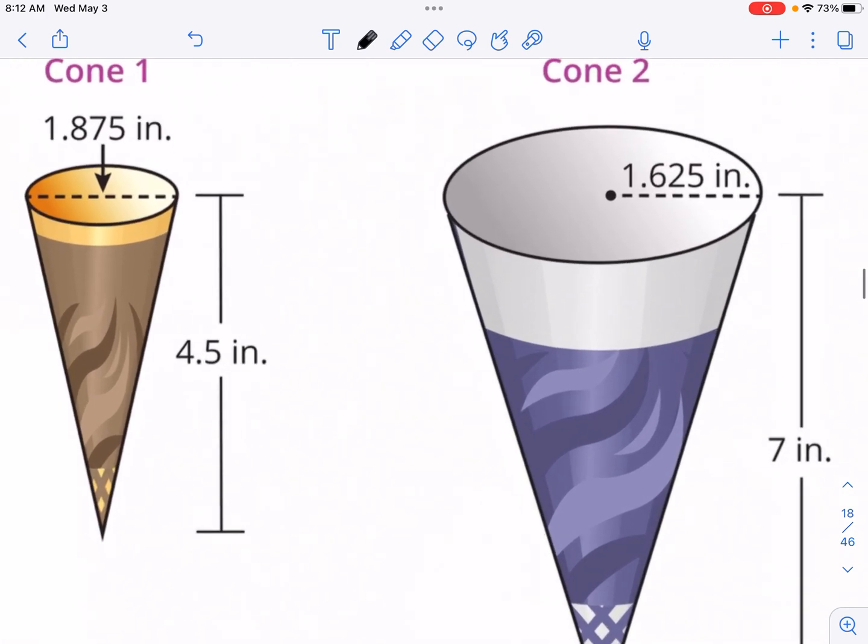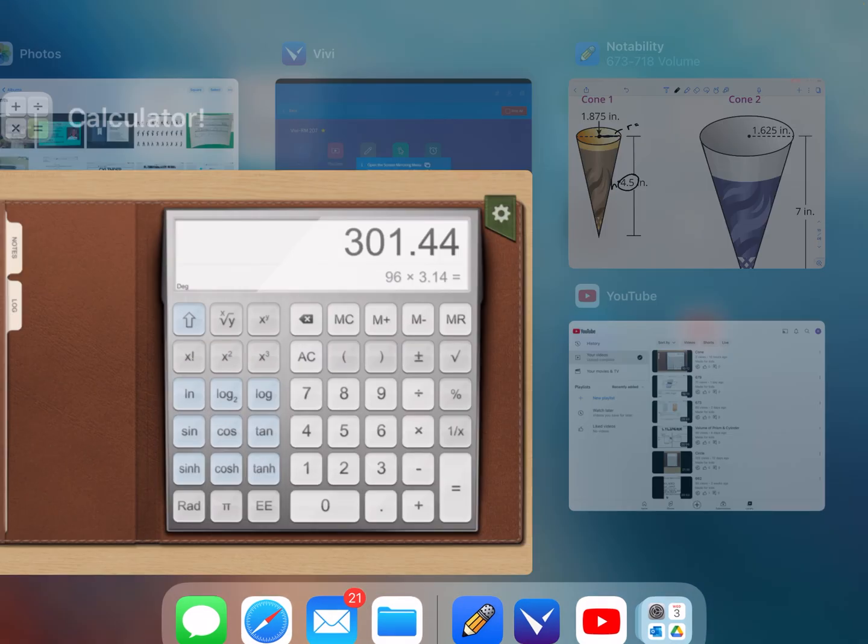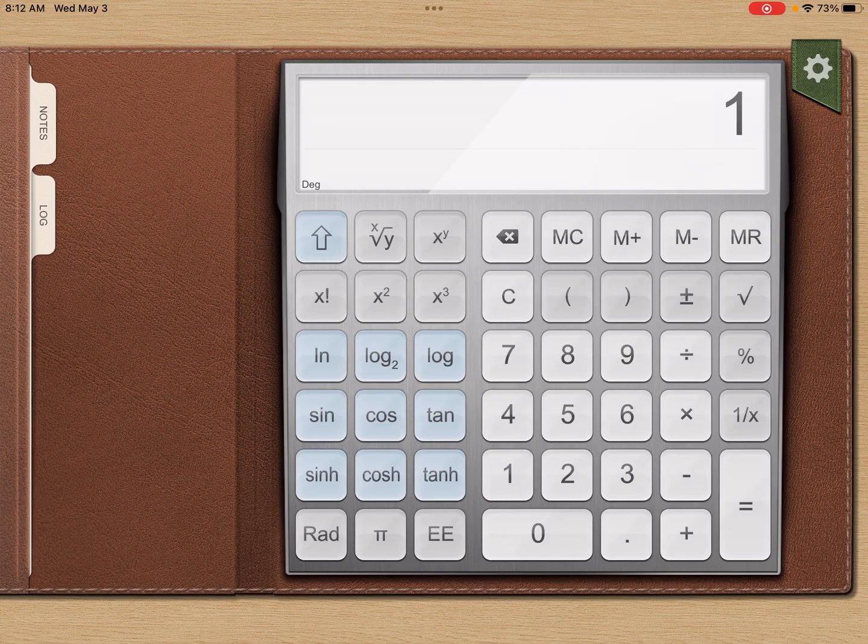So we have to have the height and the radius. We have the height here, 4.5. And here we're given the diameter, not the radius. So the radius, just remember, is half of the diameter. So that's going to be half of 1.875. So let's figure that out. 1.875 divided by 2.